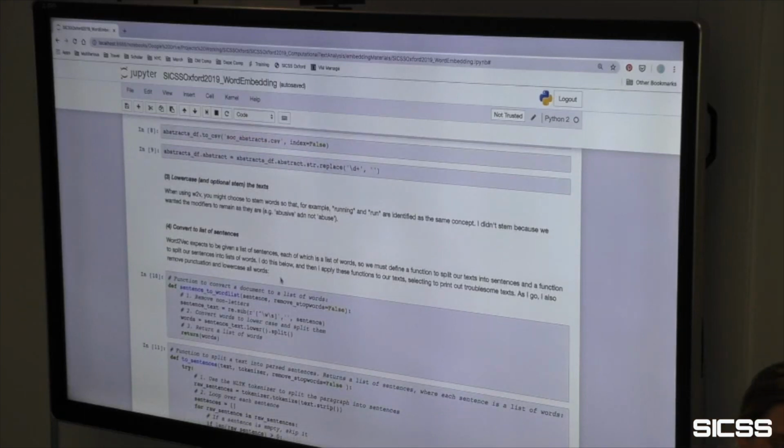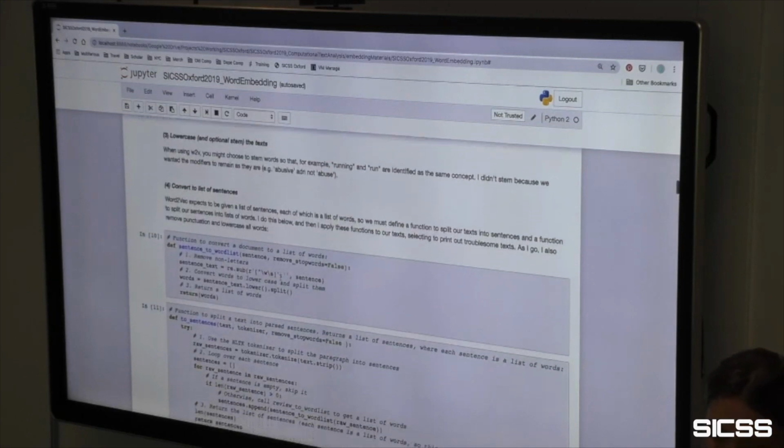One option before you do word embedding is to lowercase or stem. So again, you might want to turn running into run. I didn't do any of that, but it's definitely possible to do in your analyses with Python or R, as we've seen.